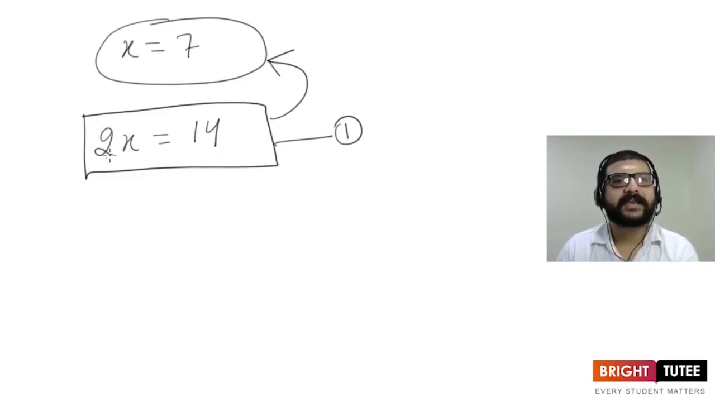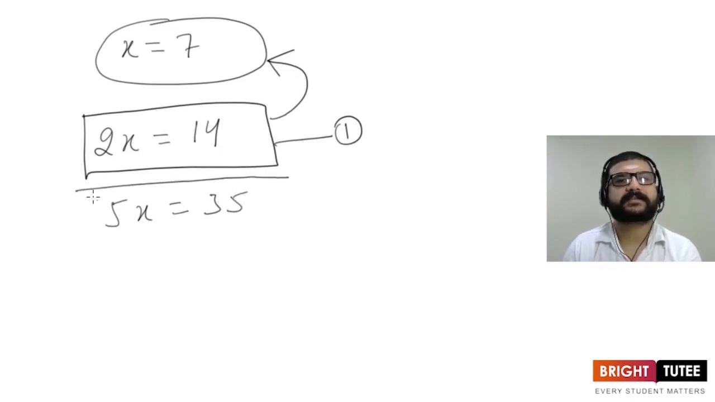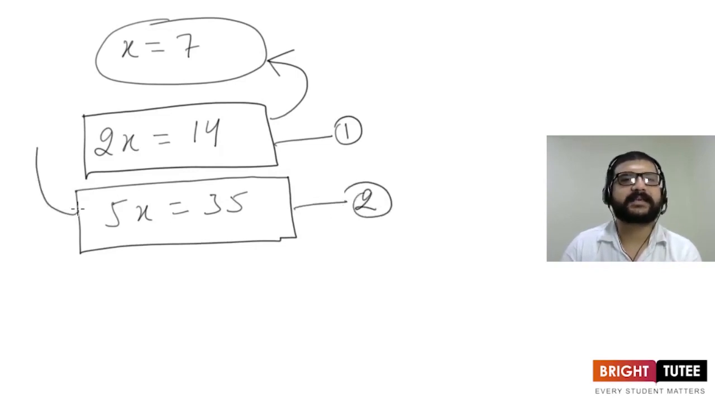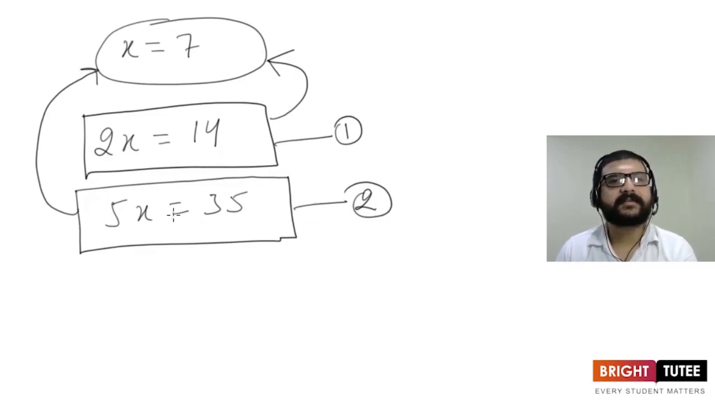But how? Here we have multiplied with 2. Let's multiply it with 5. So what we will get? 5x is equal to 7 into 5, which is 35. So we will get 5x is equal to 35. This will be the second equation whose solution is x is equal to 7. But now here in both the cases, we just multiplied both the sides with the same thing. Can we do any other operation also? Yes, we can do that also.